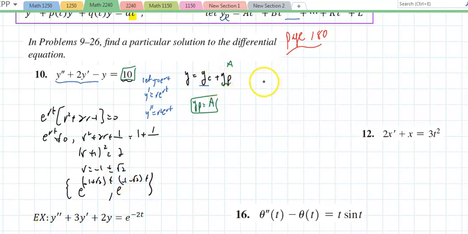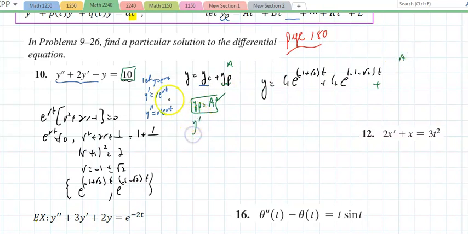Well, I would say y equals c1 e to the negative 1 plus radical 2 t plus c sub 2 e to the negative 1 minus radical 2 t plus my a. But a I could find. A, those I should find. If I take a derivative, it should satisfy this equation still.